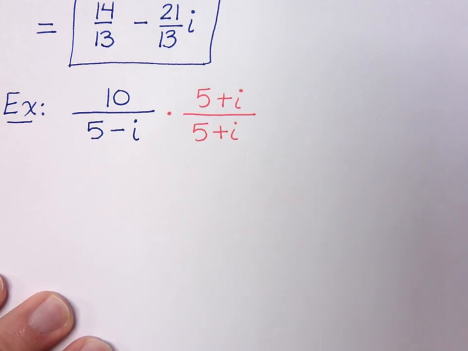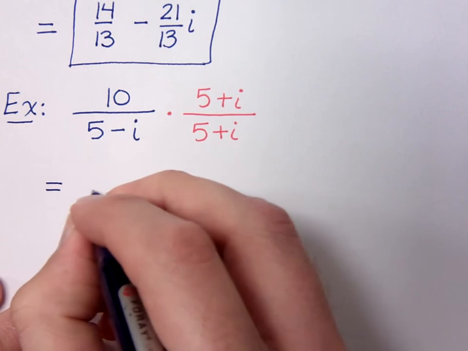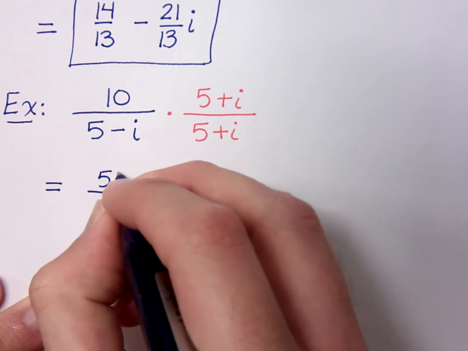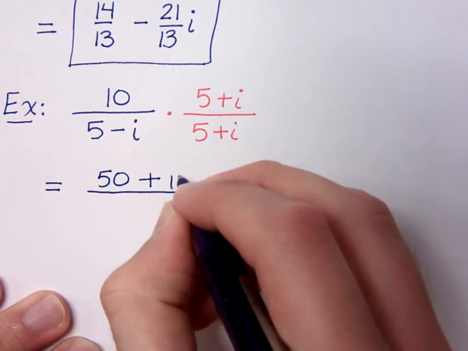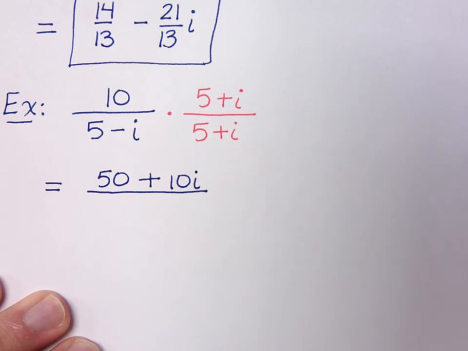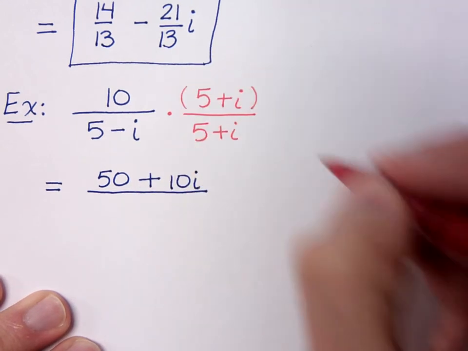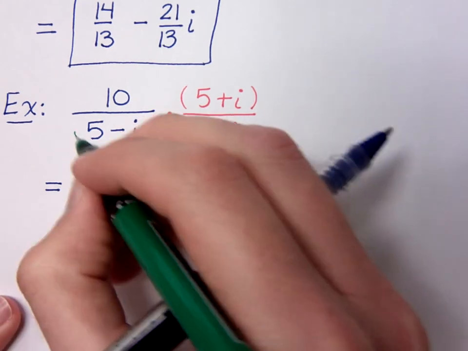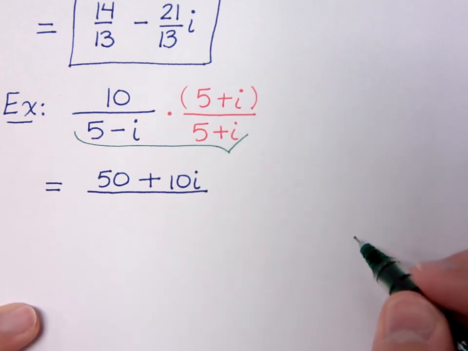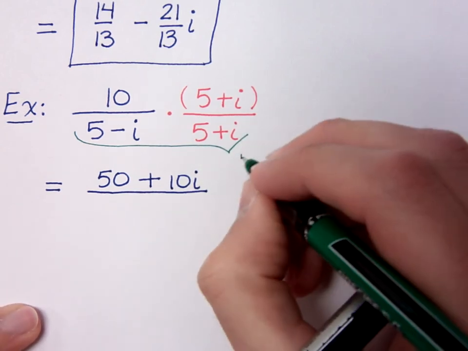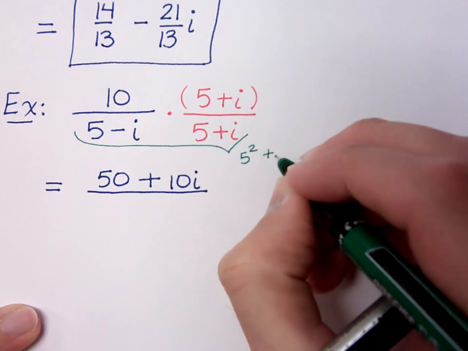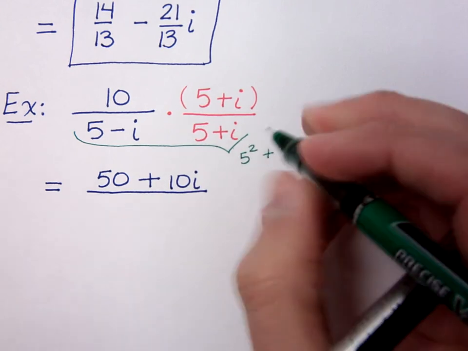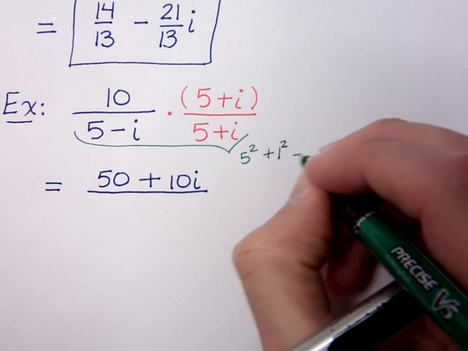Okay, now we're just going to finish this problem like the last one. In the numerator, you have 10 times 5, so you're going to distribute. That's 50 plus 10i. Again, we're just taking this numerator and we're going to distribute. That's all. Now for your denominator, you know it's going to be the sum of squares, so that's 5 squared plus your imaginary part is 1. It's the coefficient of i, so you're just going to write 1 squared, and you're going to finish this.